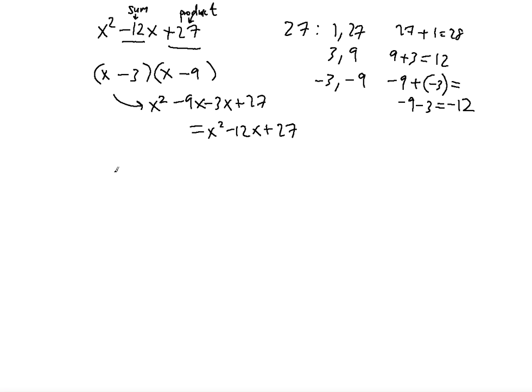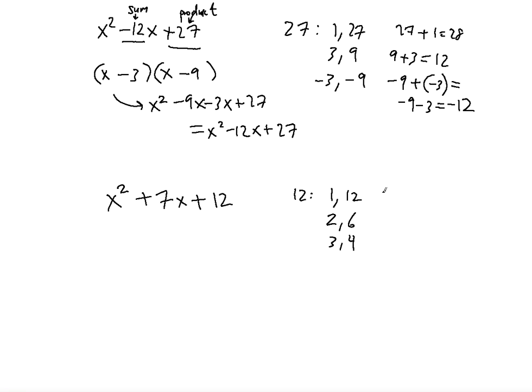Okay, let's do one more like this. Let's try this: x squared plus 7x plus 12. So here you're going to look at factors of 12 whose sum will be 7 and whose product will be 12. So what are those factors of 12? We have 1 and 12, we have 2 and 6, we have 3 and 4, right? Now, which sum of these pairs gives you 7?